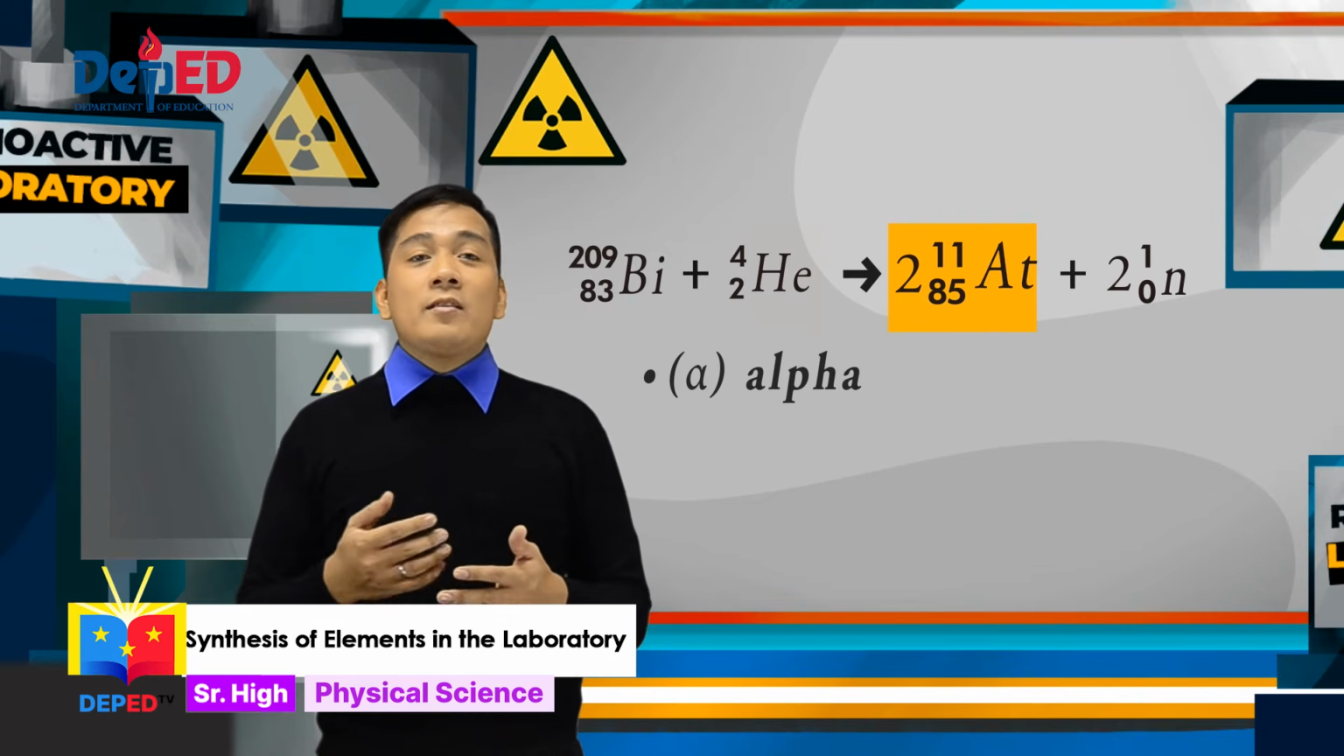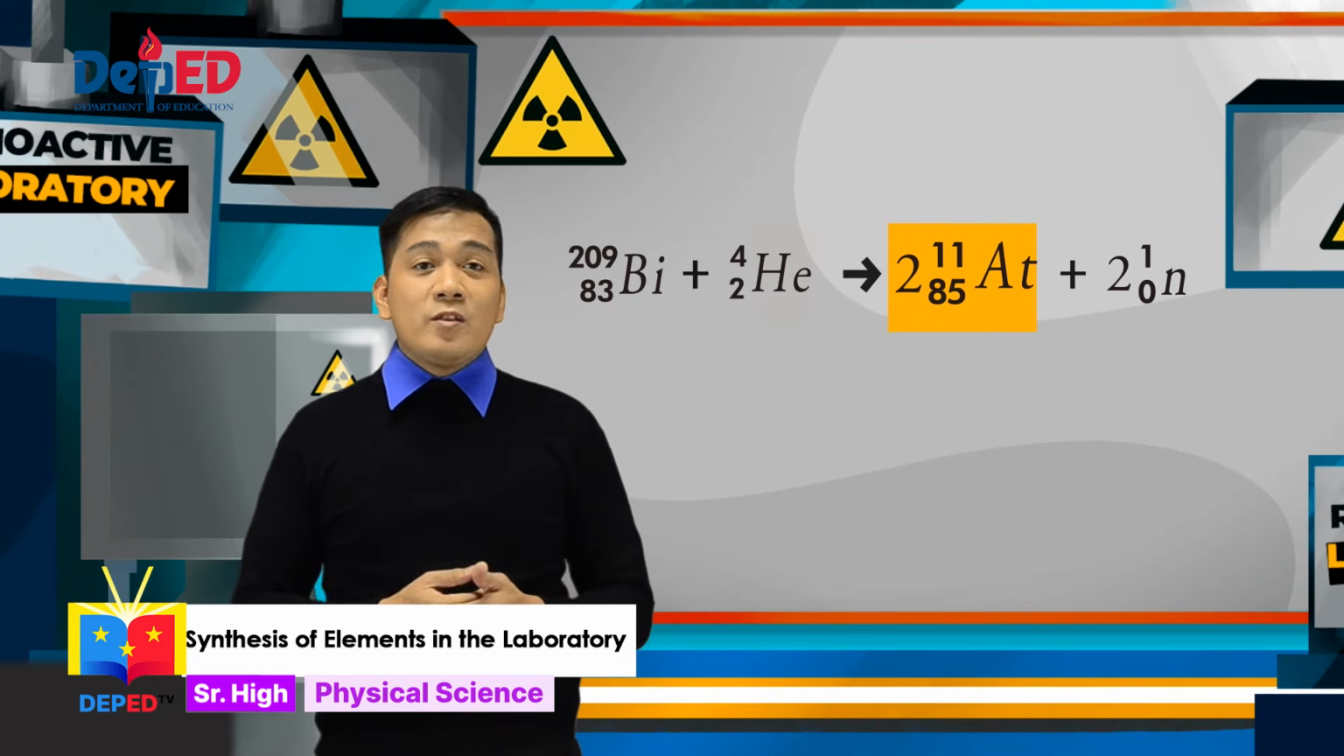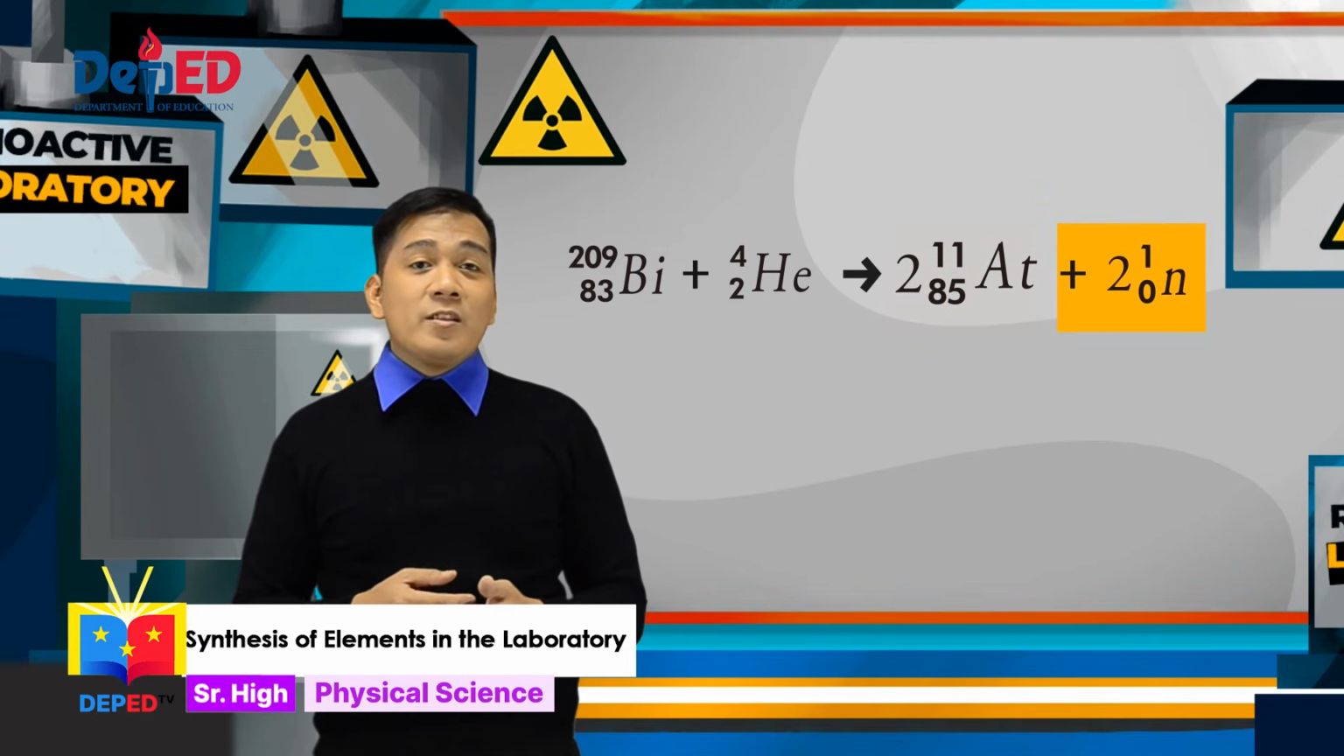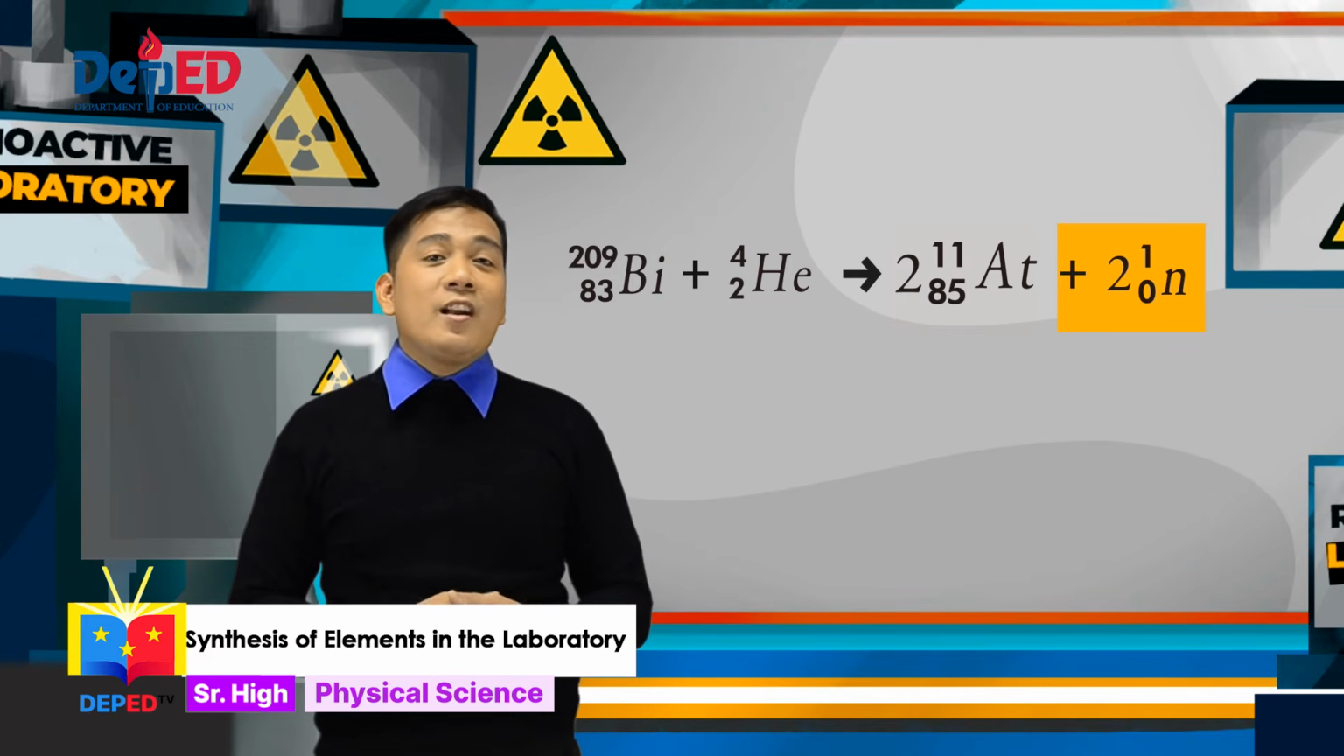The collision of both resulted in the absorption of 2 protons, which increased the atomic number from 83 to 85, and the emission of 2 neutrons. The other 2 missing elements were discovered as a product of fission of uranium.